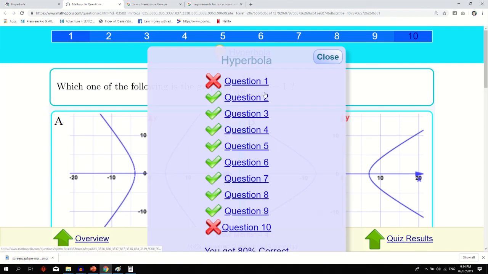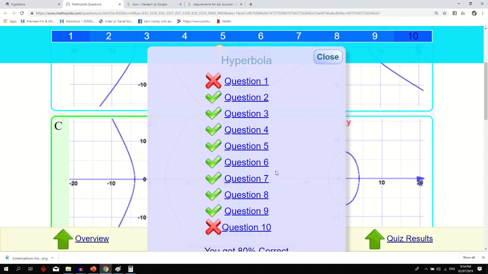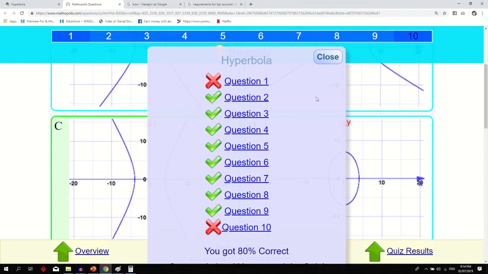So question number 1 and question number 10. So you got 80% of it goes correct.